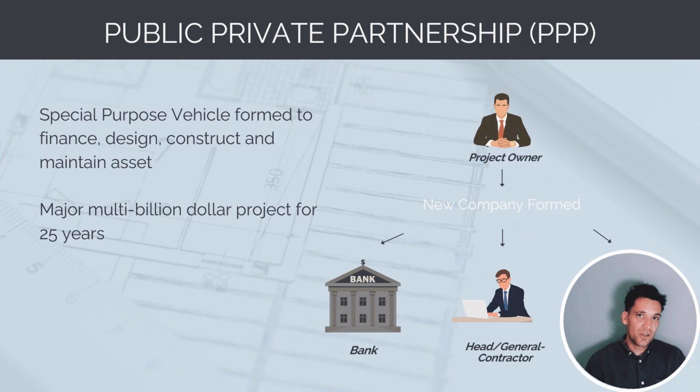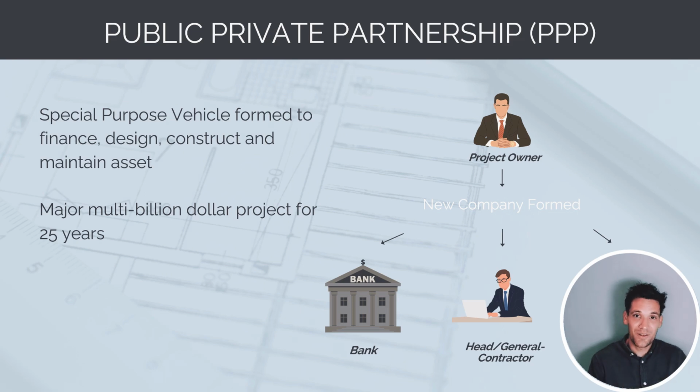So the final contract model I'll talk about are public-private partnerships, which is the highest risk form of model for a contractor. So in this model, a special purpose vehicle or a new company will be formed that's a collaboration between a bank, a general contractor, and an O&M team. And then basically they'll finance, design, procure, construct, and then operate and maintain whatever they build for 25 years.